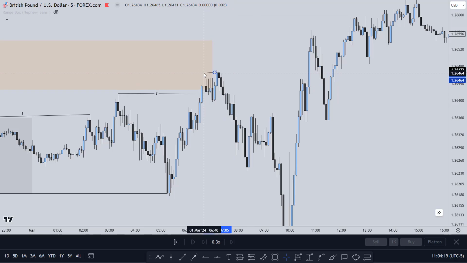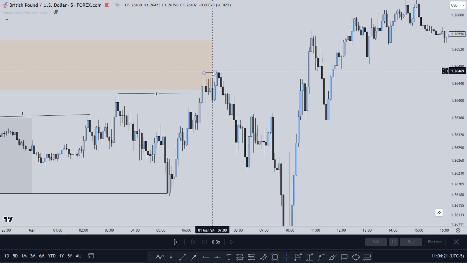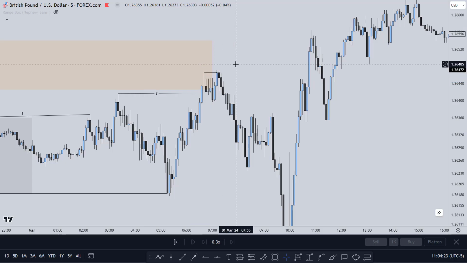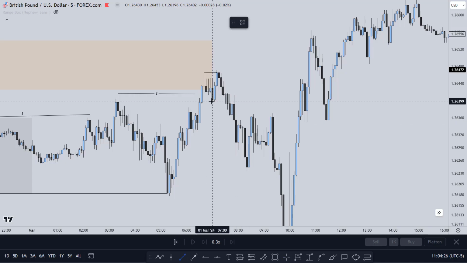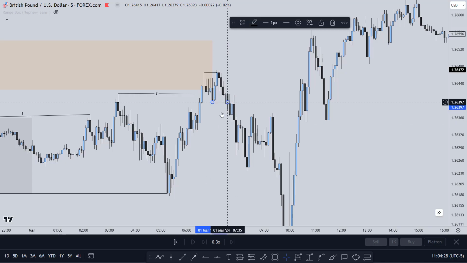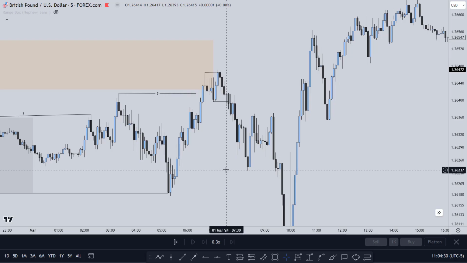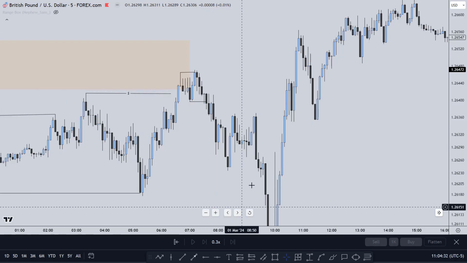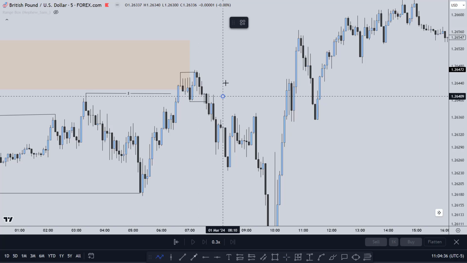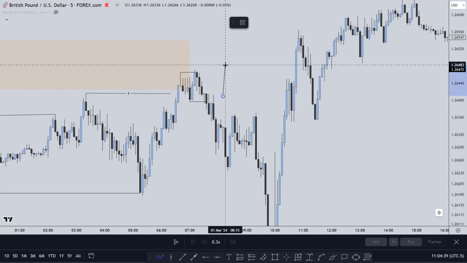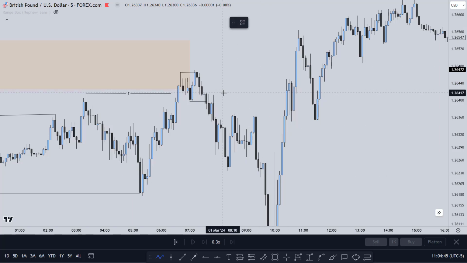So price came, cleared these old highs, and then gave us a break of structure. Boom. So after this break of structure right here, what I had noticed, this was a type of RTO entry. This was what we call a return to order block entry. This is just a quick schematic of it.